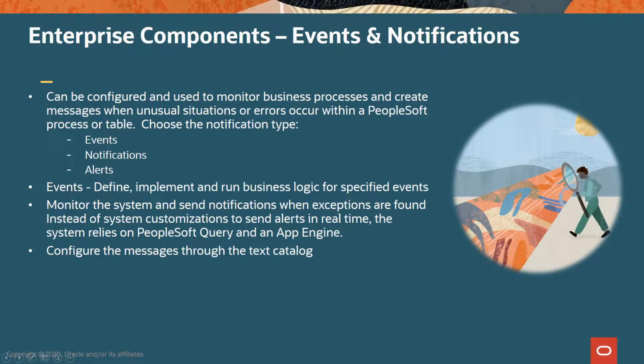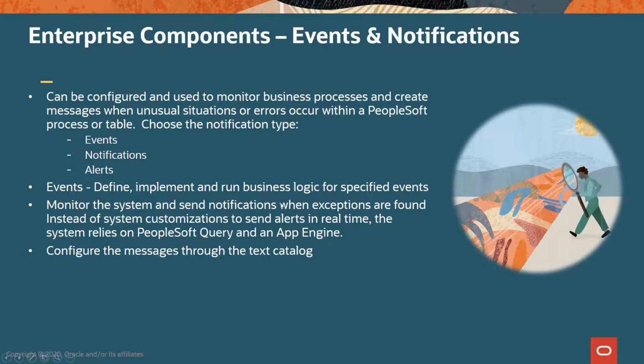So the enterprise component events and notifications can be configured and used to monitor business processes and create messages when unusual situations or errors occur within a PeopleSoft process or table. You can create an event, you can create a notification or an alert, although I realize notifications and alerts are kind of the same thing. So for an event, you can define, implement, and run business logic for specified events. For instance, if someone does something or puts in some information in the system and you want to kick off an event and a notification, that's possible.